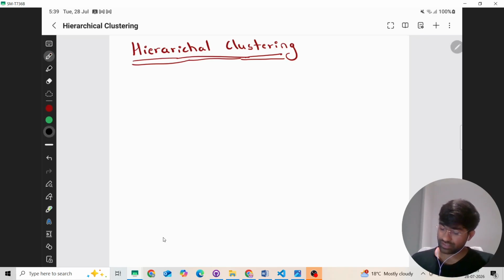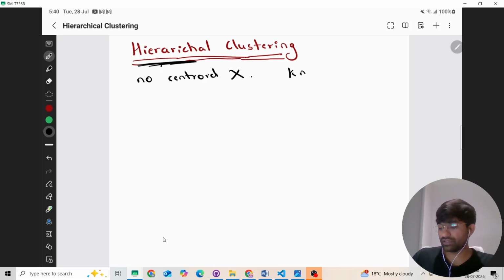Hierarchical clustering is nothing but it uses the hierarchy. What is this hierarchy? We will understand this. One more point here is no centroid. There is no centroid in the cluster. In K means we had the centroid. Here we don't have the centroid.